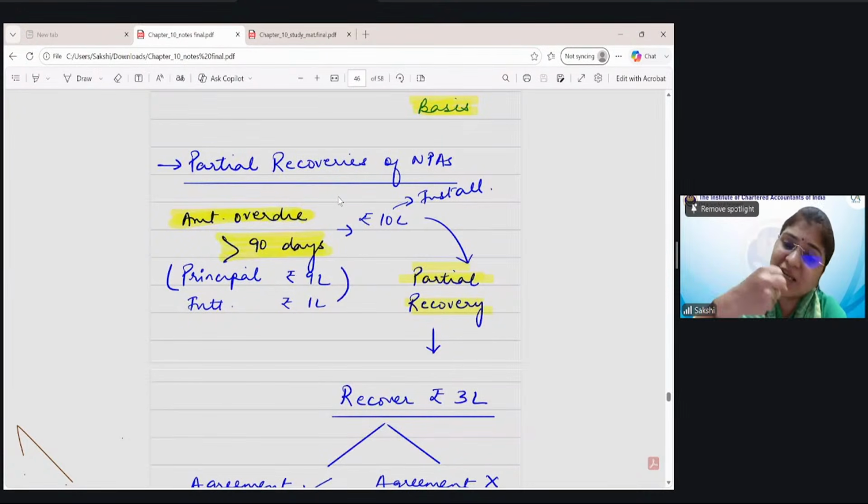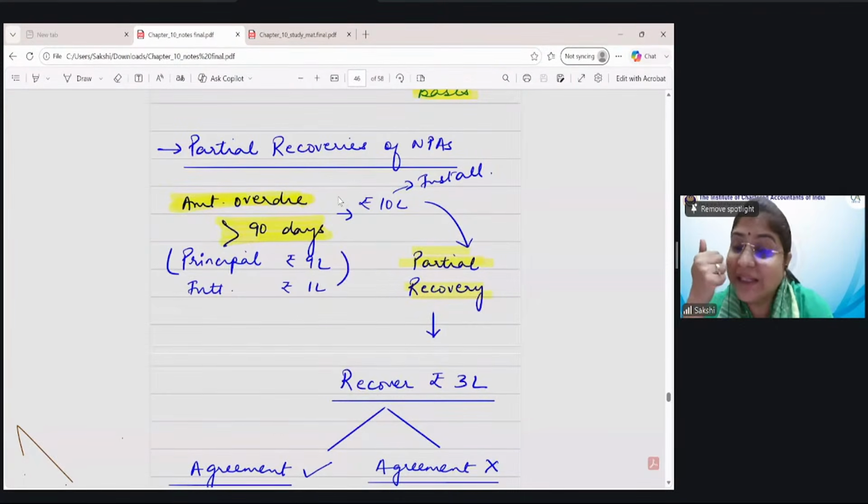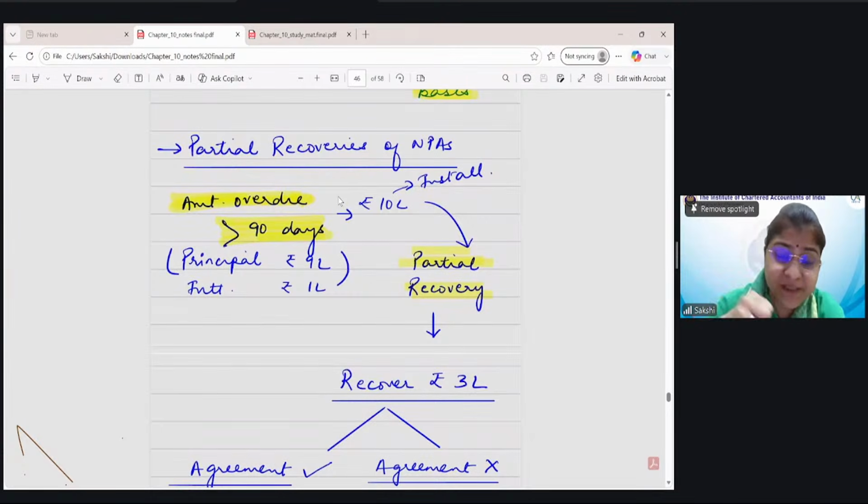What if you are just paying 3 lakhs to the bank? The bank recovered only 3 lakh. Now, how will the bank think what portion of it is principal and what portion of it is interest? Installment was for 10 lakh. You are paying only 3 lakhs. Now, the bank is in a fix.